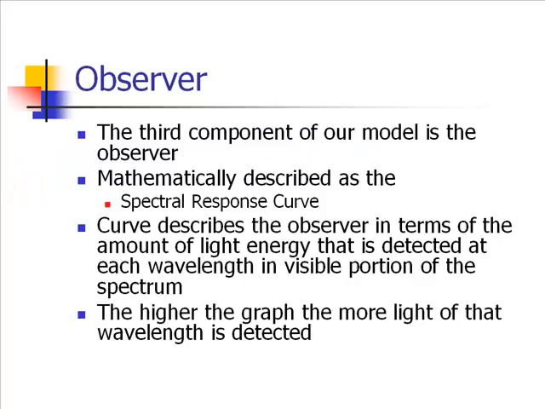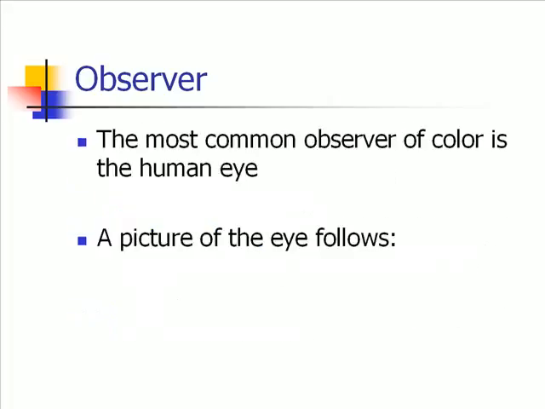So the first curve was how much light is produced at a wavelength. The second curve was how much is reflected. Now this curve is how much is detected by the observer. The higher the graph, the more light of that wavelength is detected, just like all the other ones. The most common observer of color is the human eye.